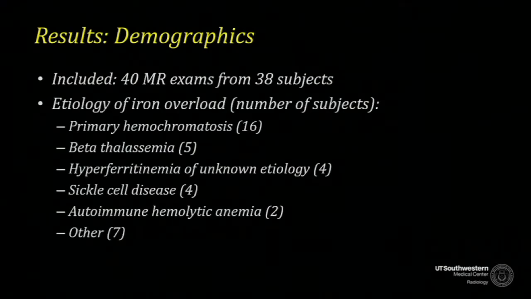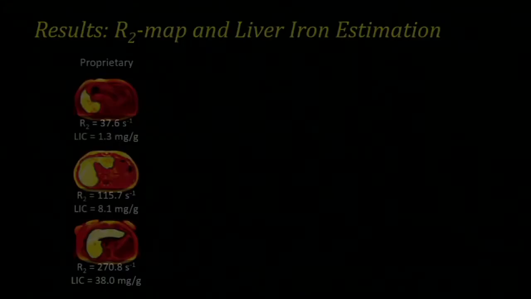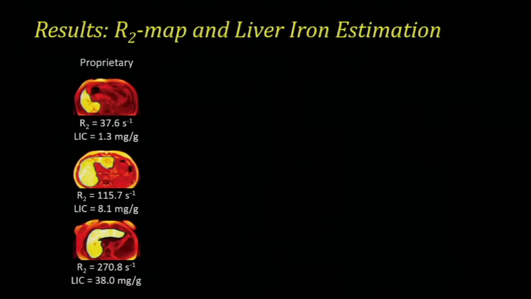The etiology of iron overload was pretty diverse, from primary hemochromatosis to thalassemia, hyperferritinemia of unknown etiology, sickle cell, or autoimmune hemolytic anemia. This is an example of the proprietary R2 maps by FerriScan. On the top, no significant iron overload. At the bottom, that patient has severe iron overload. I have the R2s and liver iron concentrations listed.